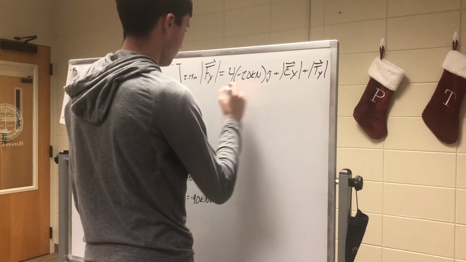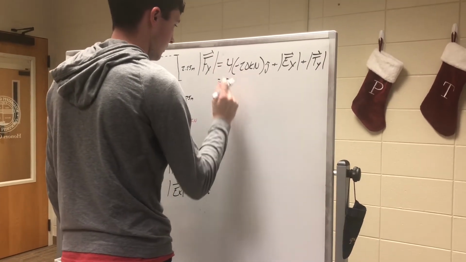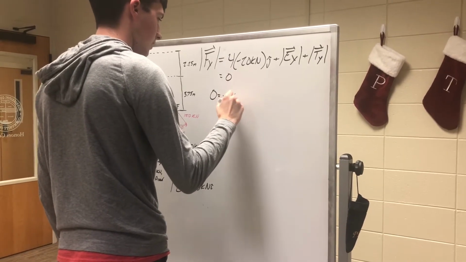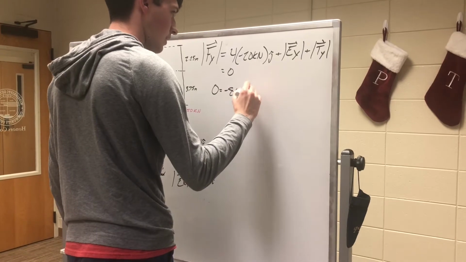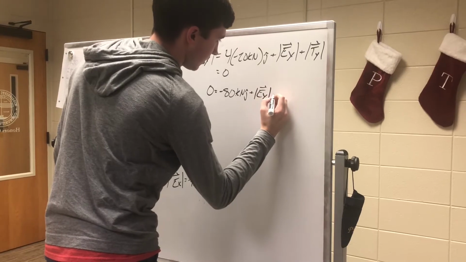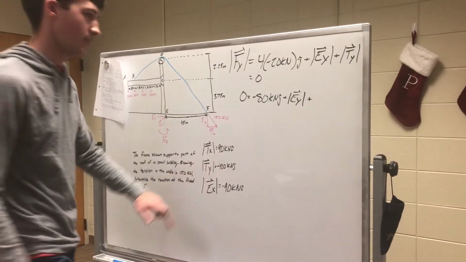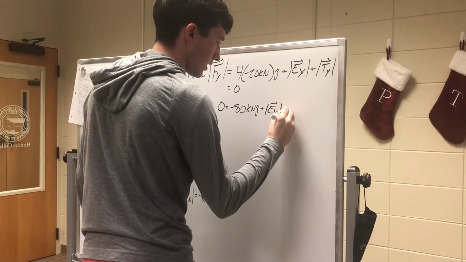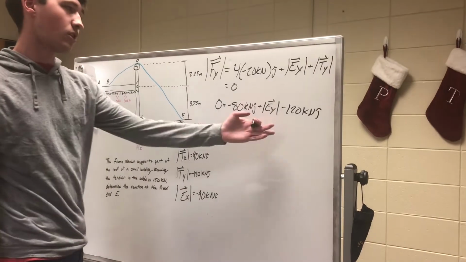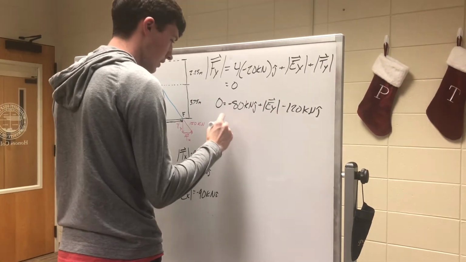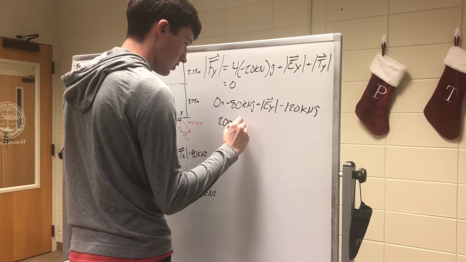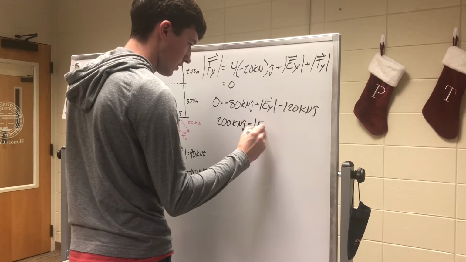And those are all equal to 0. So we're going to bring this down to negative 80 kilonewtons j hat plus the magnitude of EY, plus, and if you remember, our tension Y is negative 120 kilonewtons j hat. Now we just solve for the magnitude of EY, so that makes this 200 kilonewtons j hat equals the magnitude of EY.